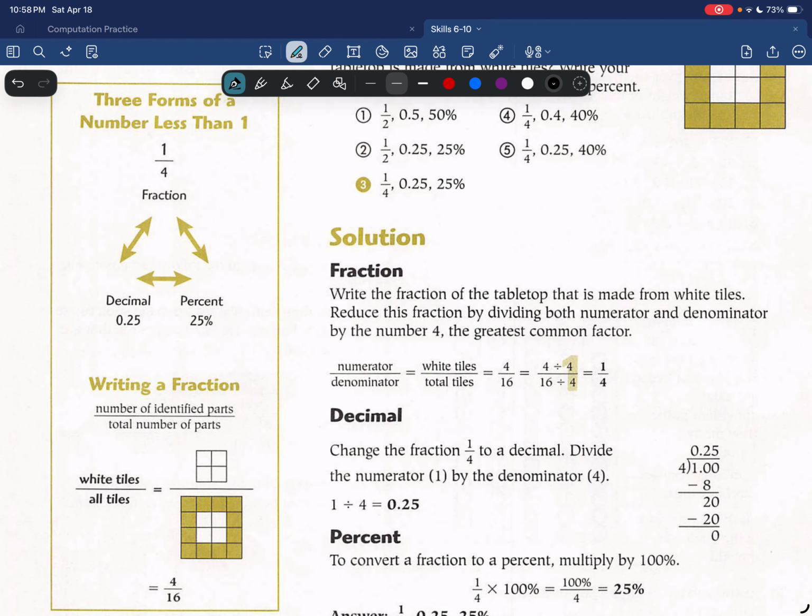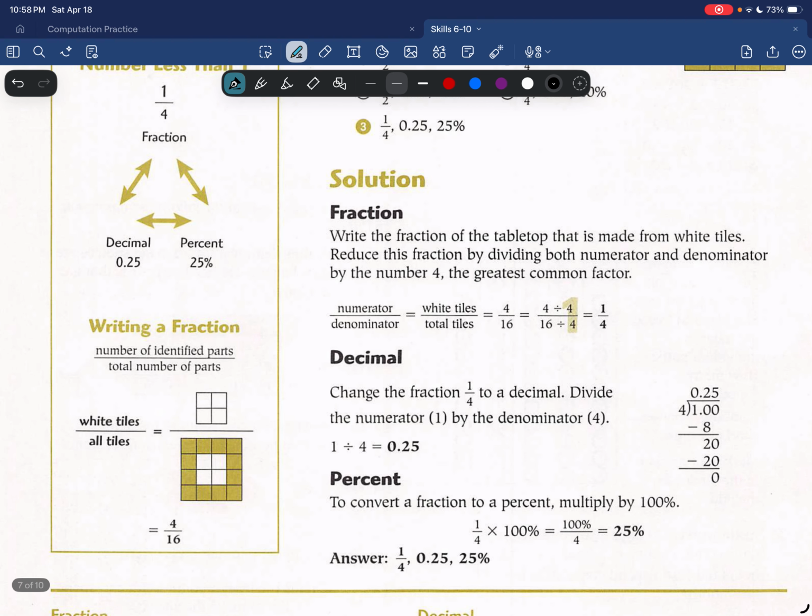Remember that when you write a fraction, the numerator is the number of identified parts over the denominator, the total number of parts. So in this picture, we're looking at white tiles compared to all tiles. 4 are white out of 16 total.